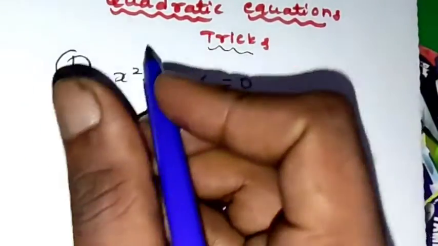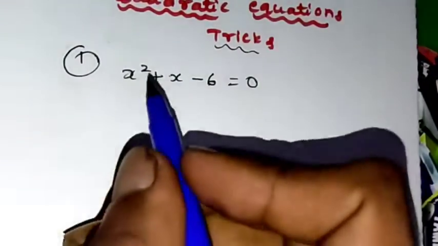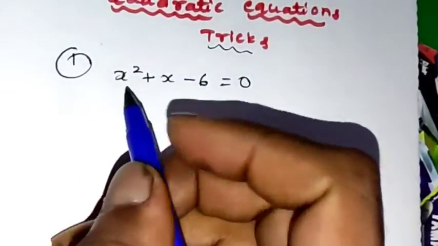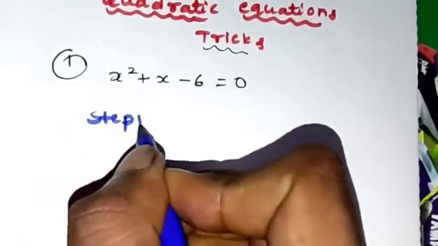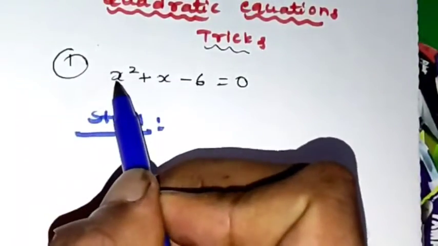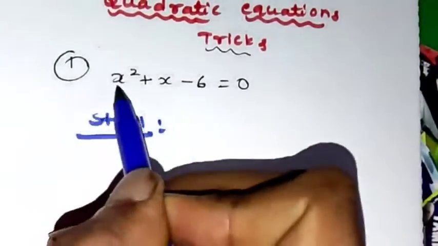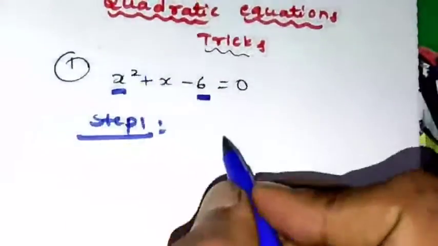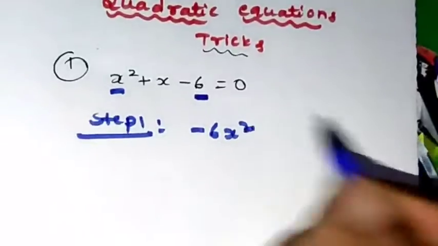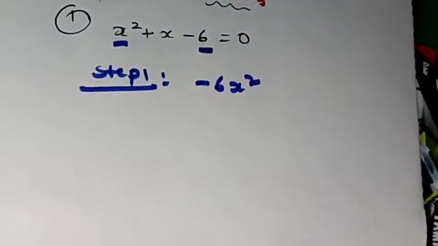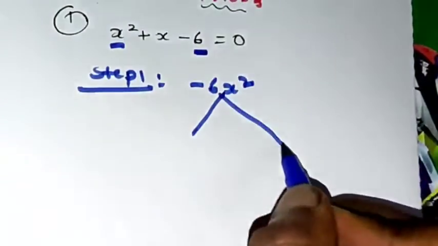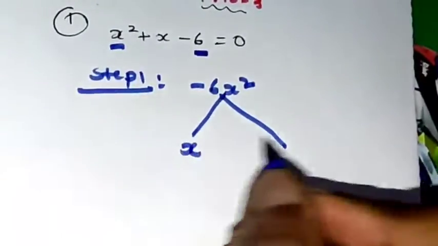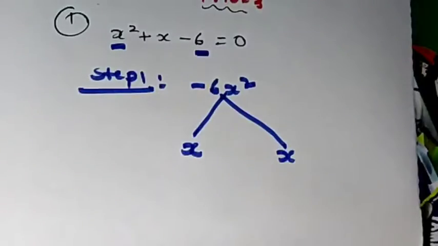Carefully observe the method to solve this question. First step is step 1. Step 1 is what? We have to multiply x square and this, and this. What we get? Minus 6x square. Then the second step is we have to split like this. Here x square is there, so we write one x here and another x here.